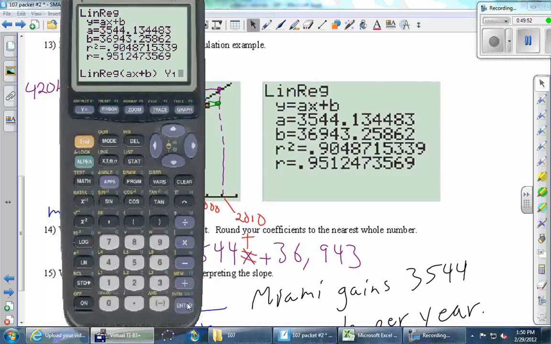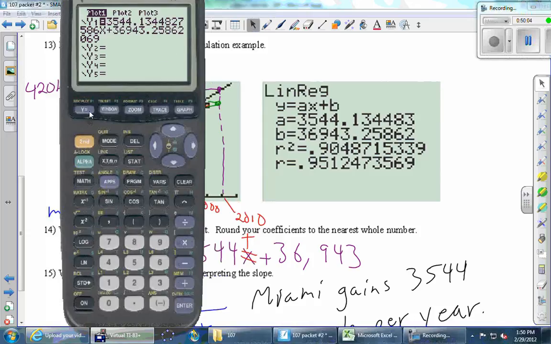Okay, if it says this and you hit enter, it's going to give you lots of information you've seen before. It's exactly the same numbers we had before. But the nice thing is if you go into Y equals, what do you see? You see the equation of the line: 3,544x plus 36,943. And now if you hit graph, it will show you the line.